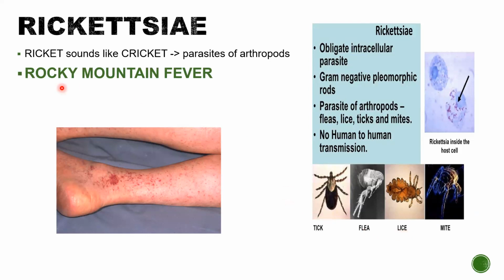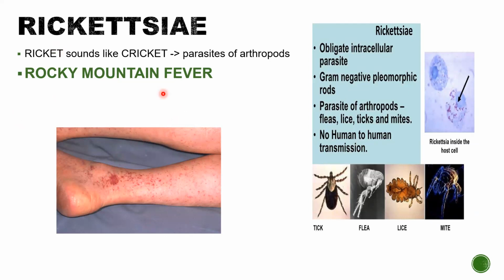Rickettsia, as we said, sounds like cricket. It's a parasite of arthropods, which is basically this category of insects. What it causes is Rocky Mountain spotted fever. Remember, R with R. This is what it looks like. In case they give you a picture or any clinical scenario about fleas, ticks and mites, with fever and spots on the skin, think of rickettsia.